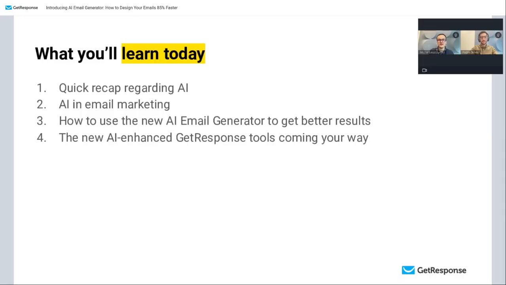We're going to start with a quick recap regarding AI. Then we're going to move into AI in email marketing. We're going to talk about how to use the new AI email generating feature to get better results. This is where Pedro will show you how to use the feature firsthand, hands-on, so you can see how it works. And then we're going to shortly talk about what's coming up in the future for the new GetResponse AI-driven features.